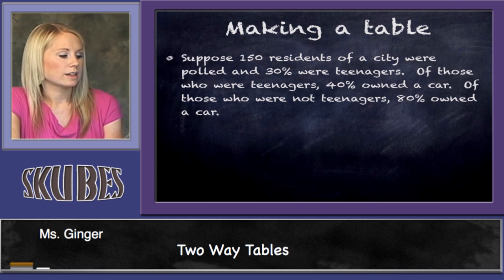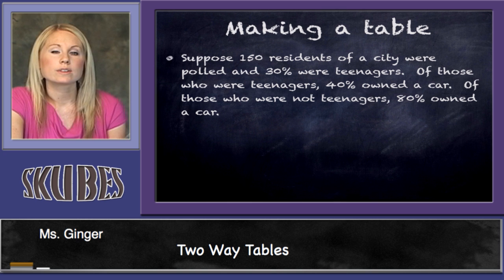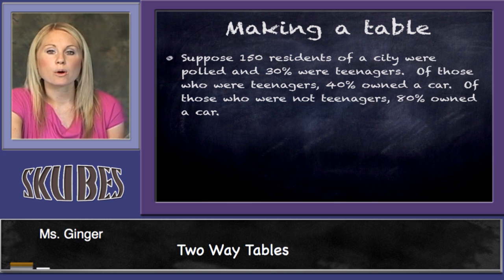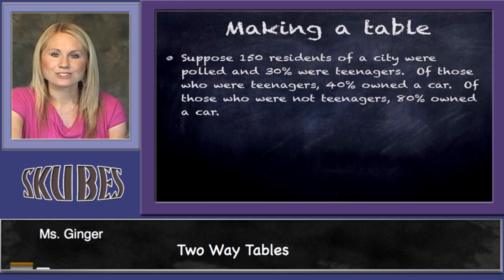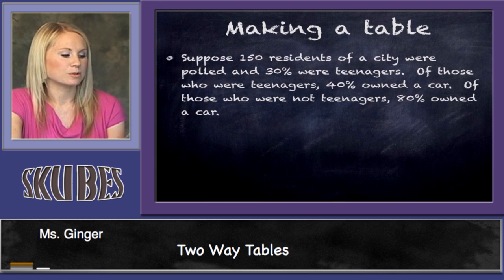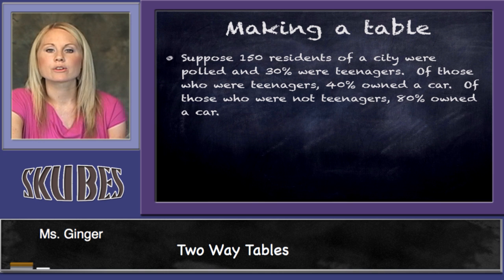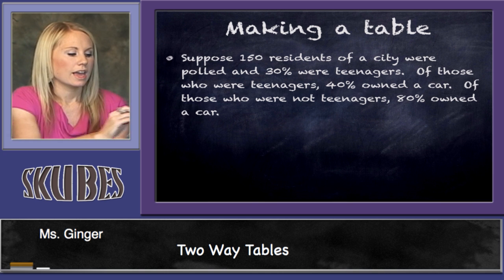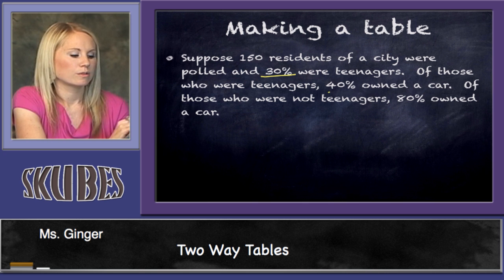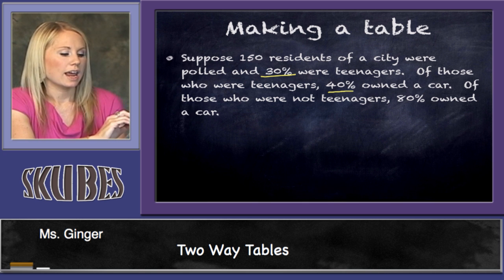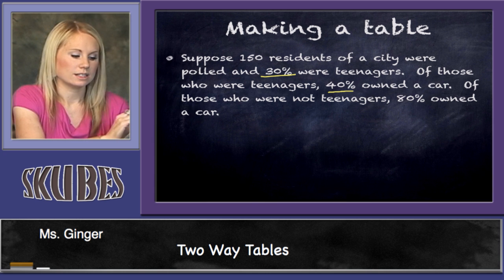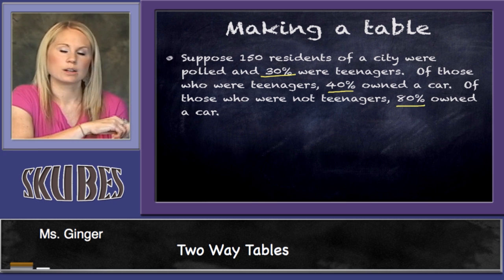So we are going to take a look at an example where 150 residents of a city were polled, and they were asked a couple of questions. They were asked if they were teenagers or not, and this particular poll turned out that 30% were teenagers. Of those 30%, 40% owned a car. They were also asked that question. And of the group that was not teenagers, 80% owned a car.